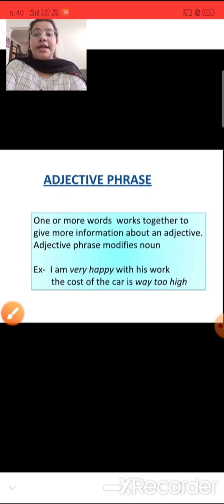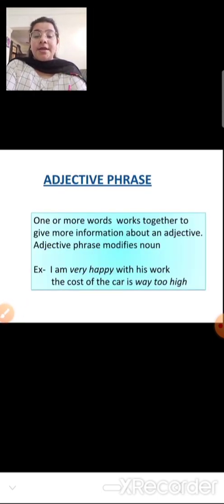Now, what is an adjective phrase? You all know what an adjective is? Describing words. Adjectives are describing words. One or more words work together to give more information about a noun, and an adjective phrase modifies a noun. In the last example we saw pink flower. Here pink is the adjective because it is describing the noun. That is why it is called an adjective.